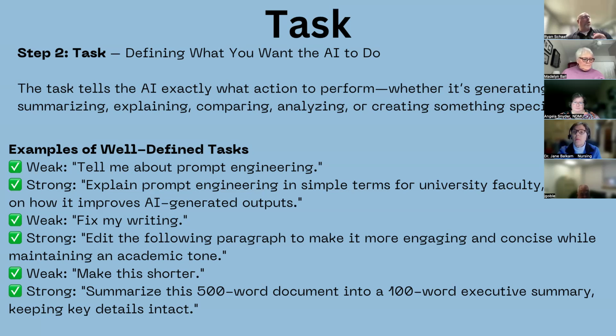For instance, I've given you a couple of examples of weak and strong tasks. Like, "Tell me about prompt engineering." It's very vague, very general. However, if I give it a little more detail, "Explain prompt engineering in simple terms for university faculty, focusing on how it improves AI-generated outputs," that would be a much stronger task description, and it's going to produce a much better result. There are a few other examples there.